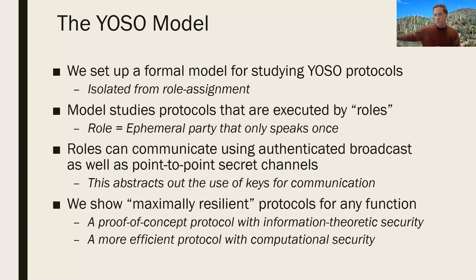So we assume that there is some role assignment, and now that we have it, let's build a protocol on this. So we study protocols that are executed by roles, and roles are just the names that we gave to these parties that are ephemeral and only speak once. So notice that the fifth member of the third committee is a role like that. It comes into existence when the previous committee sends it their data, then it computes, it finishes everything it needs to do, and then it broadcasts its message and it disappears. So these are the kind of roles that we study.